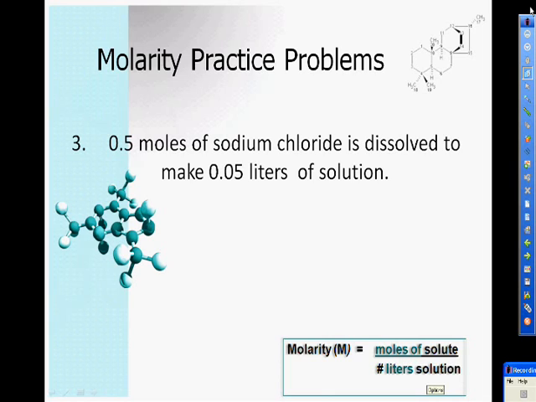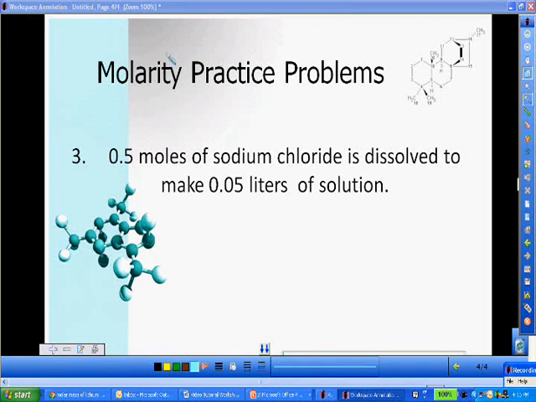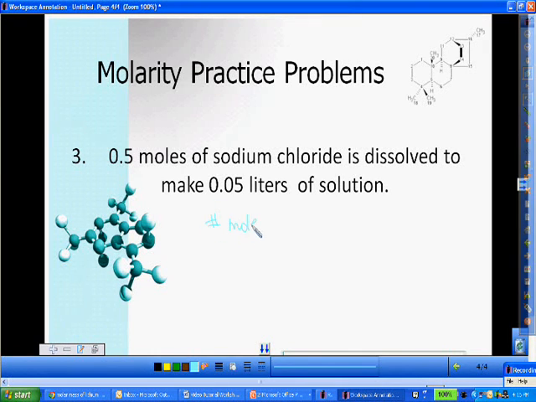So here's our first problem. It states that we have 0.5 moles of sodium chloride, and it's dissolved to make 0.05 liters of solution. So we can plug these numbers into our equation for molarity. The equation for molarity is the number of moles divided by the number of liters. We have our number of moles and the number of liters given to us, and so this is a real easy plug and go.